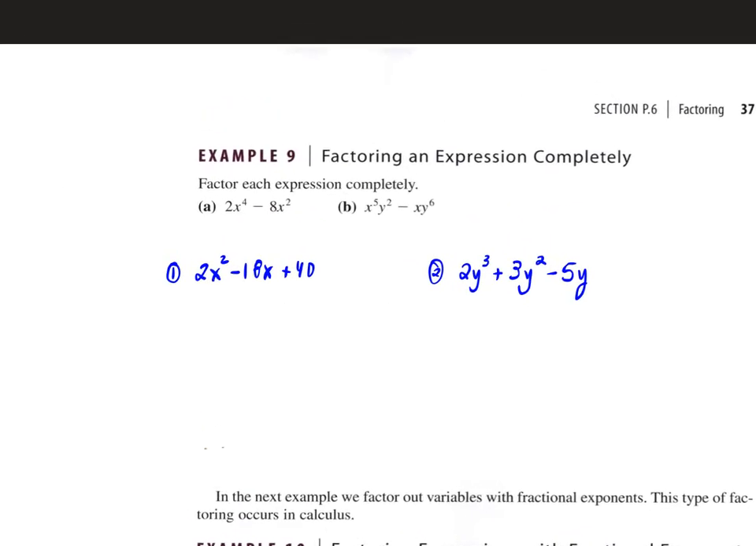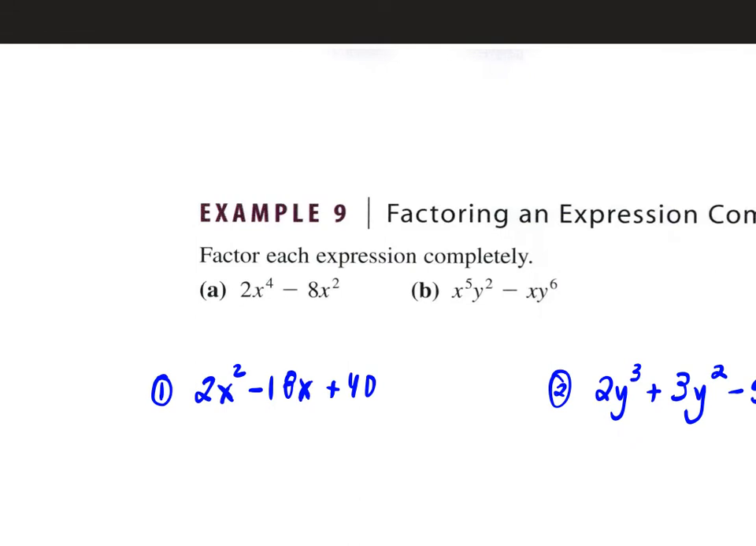When we factor an expression completely, we want to look for a greatest common factor and factor that out first, just like we did with a few of those questions before. So for a, we have 2x to the 4th power minus 8x squared. We're going to factor out a 2x squared from this, because that's the greatest common factor, and this leaves us with 2x squared times x squared minus 4. This is a difference of squares, so this factors out even further to be 2x squared times x minus 2 times x plus 2.